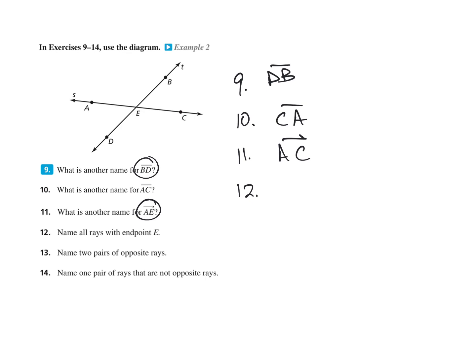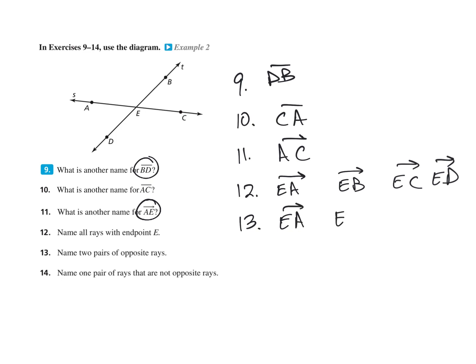Number 12, name all rays with endpoint E. So all the rays with endpoint E, or starting point E. So you could say EA, EB, EC, you could say ED. Number 13, name 2 pairs of opposite rays. Again, they have to have the same starting point. EA and EC, those are opposite rays. Also, you could have said EB is opposite to ED.